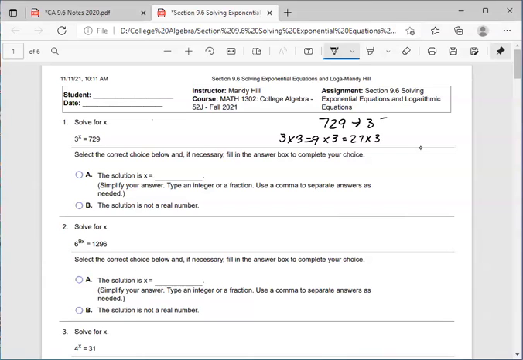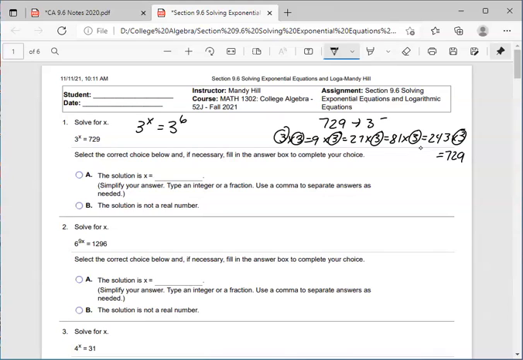Times another 3, that's what, 81? Times another 3, that is 243, I think. Yeah, 243. Times another 3. That's it, 729. So I have 1, 2, 3, 4, 5, 6 threes. So that means I can absolutely say, well, 3 to the x is equal to 3 to the 6.